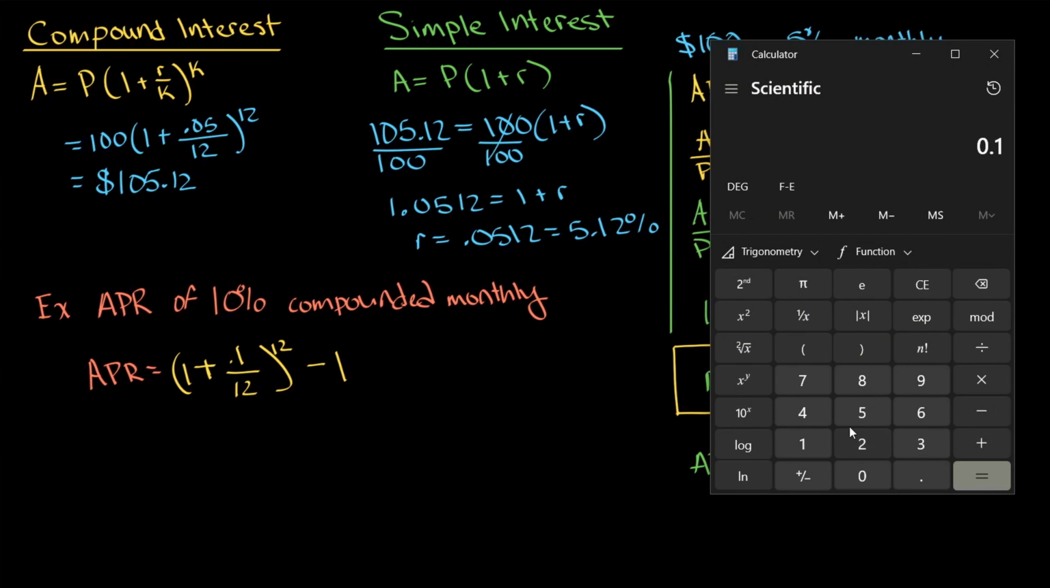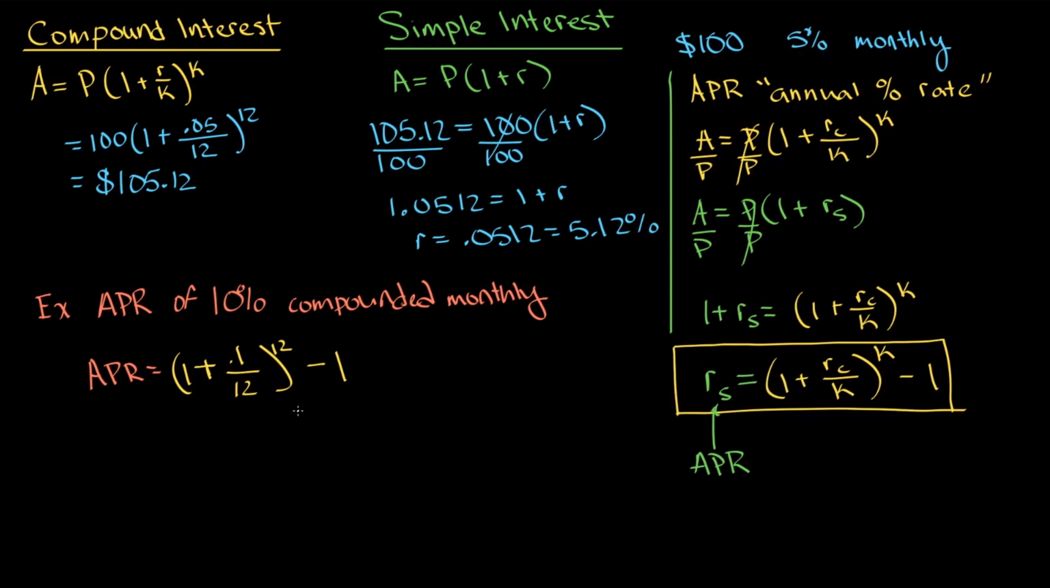So let's go figure out what that is. We have 0.1 divided by 12 plus 1 to the 12th power, and all of that is going to be subtracted by 1. So we find our APR is 0.1047. And as a percentage, that is 10.47%.